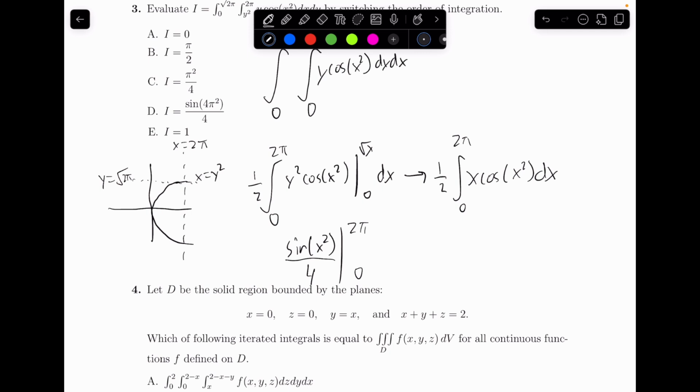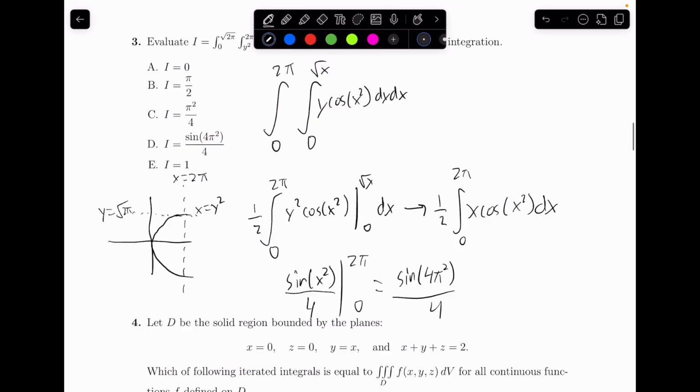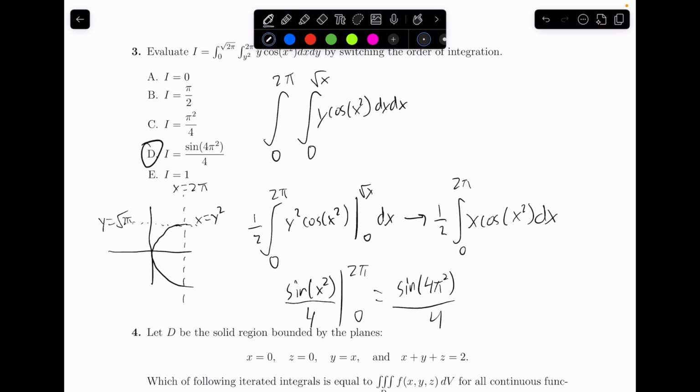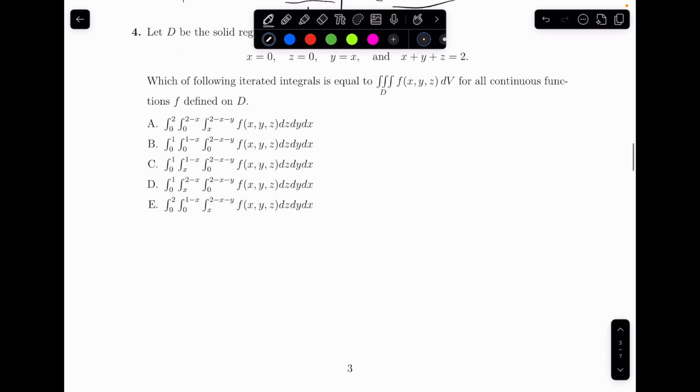Remember, sine of 0 is 0. So that is just equal to, it's interesting, sine of, whoa, 4 pi squared over 4. And that is answer D. It's an interesting answer. Can't lie.